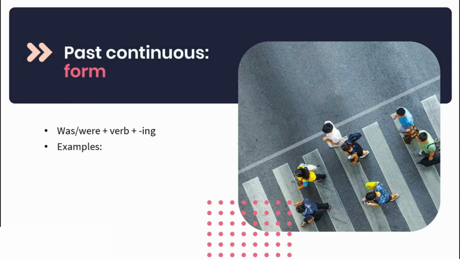For example, I, he, she, or it was walking. We, they, or you were walking. As you can see, whether you use was or were depends on the subject.